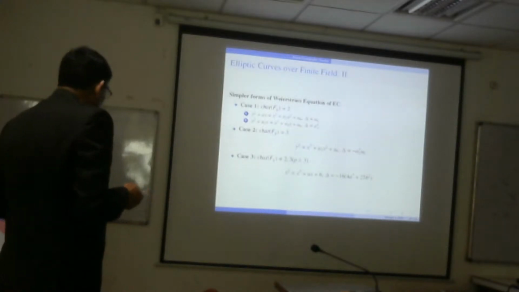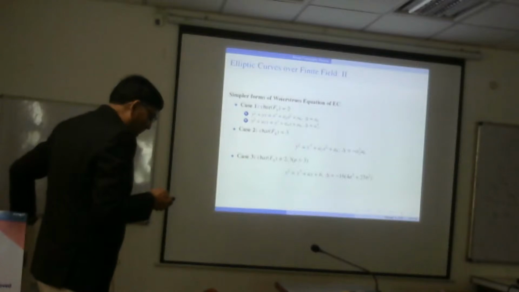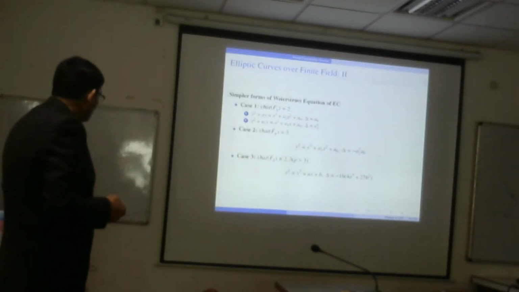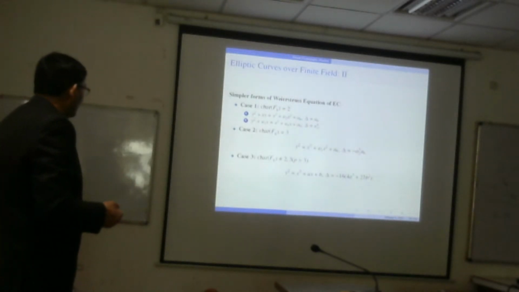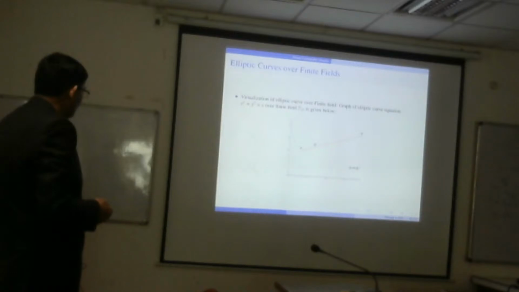So here, for the binary, we can transform the original equation to a simpler equation. These are the simpler equations, in case we take the field of characteristic 2, characteristic 3, and higher characteristic. So these are the simpler versions of the elliptic curve.